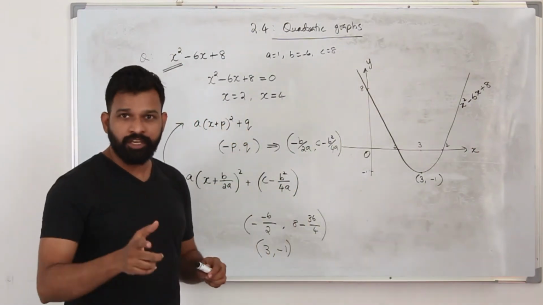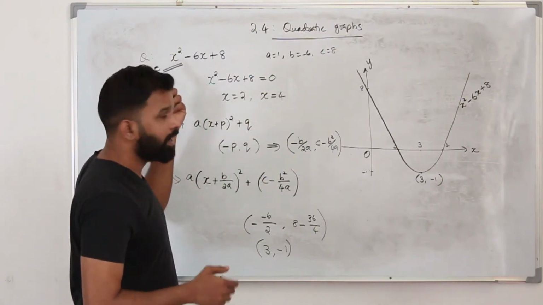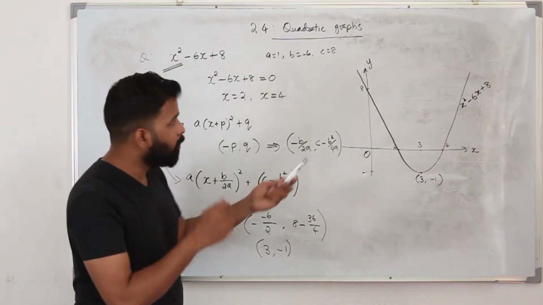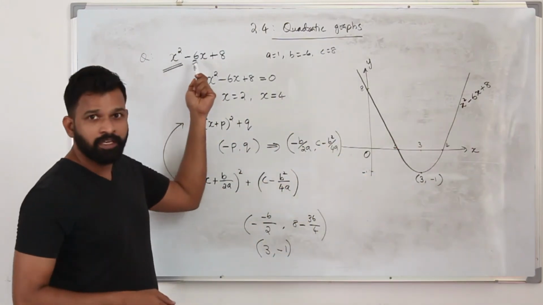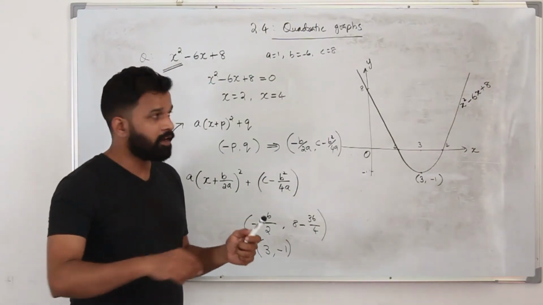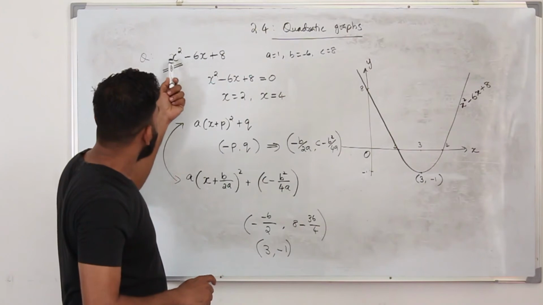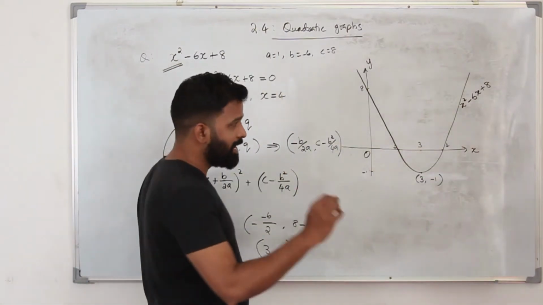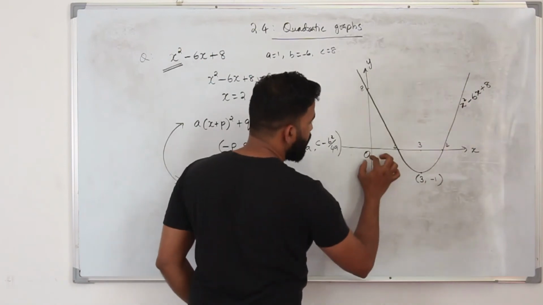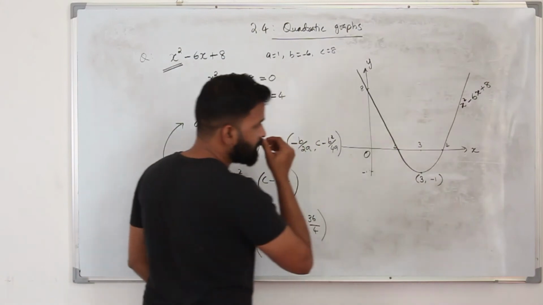And then the next thing, take a look at the coefficient of x squared. Don't always draw this graph. It can be a negative number, so it has to be an upside down graph. So take a look at the coefficient of x squared. If it is positive, then proceed to sketch the graph and label the axes clearly: x, y, origin O. Then the graph x squared minus 6x plus 8.